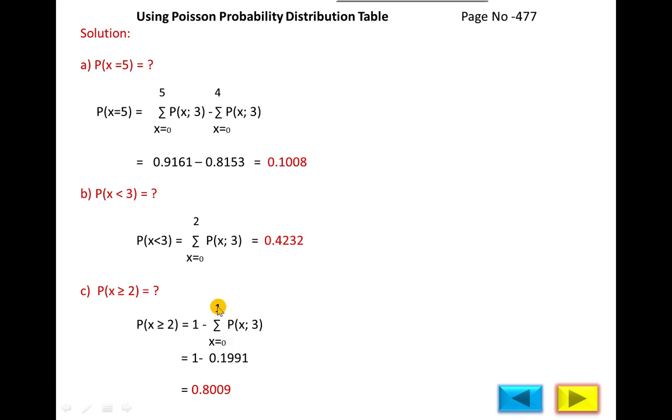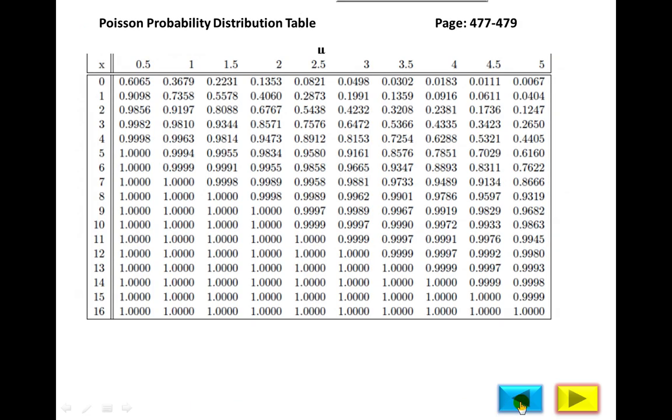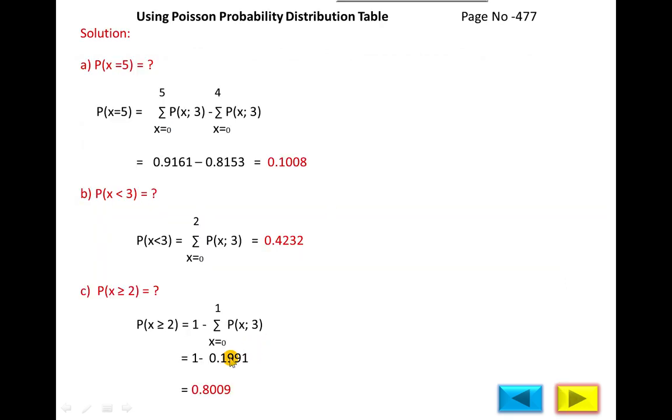The value of 0 to 1 means write the value of 1. The value of 1 represents 0 to 1. The value of 1 is 0.1991. Subtract from 1, you will obtain the same answer. So the result will be the same whether you calculate using the formula or the table, but for saving time you have to find the probability of all distributions, binomial, Poisson, normal, with the help of the table.